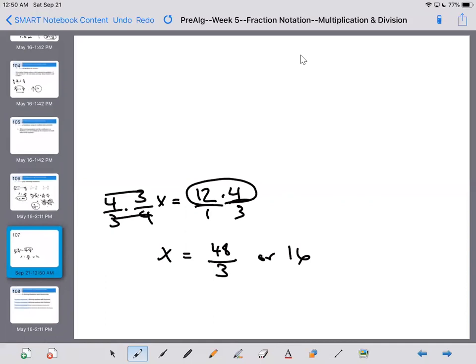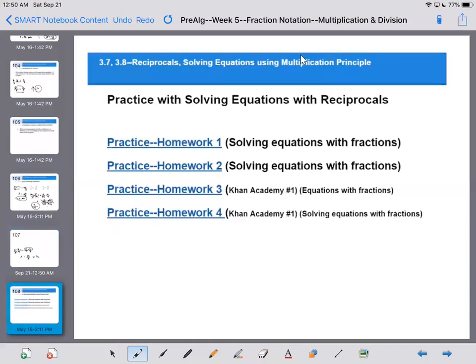So there's some more practice if you need to on solving equations with reciprocals, and that's going to conclude this part 3 video series where we were looking at reciprocals, solving equations, and the multiplying effect. That concludes this video.